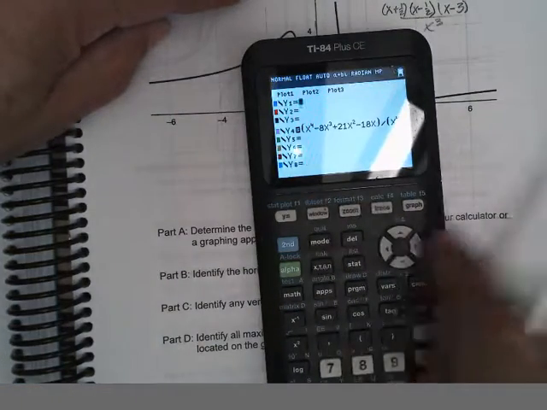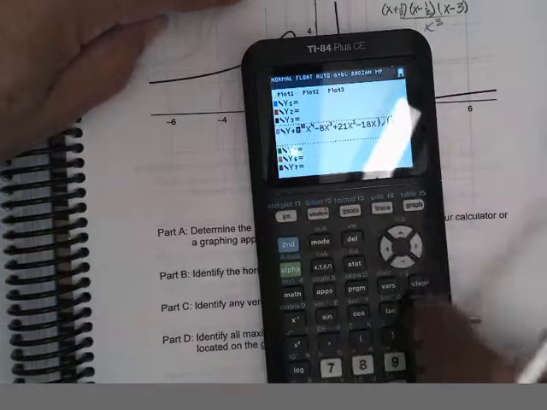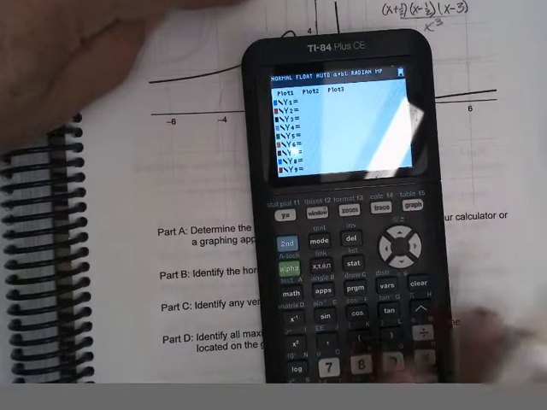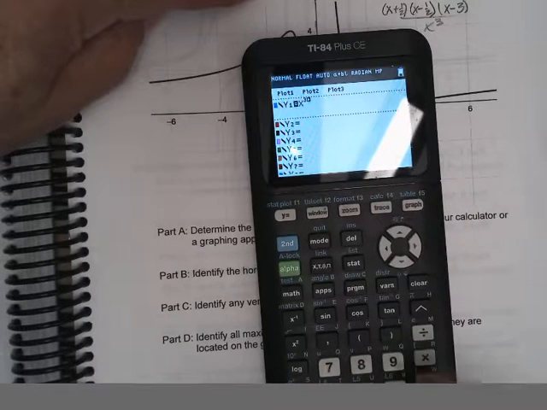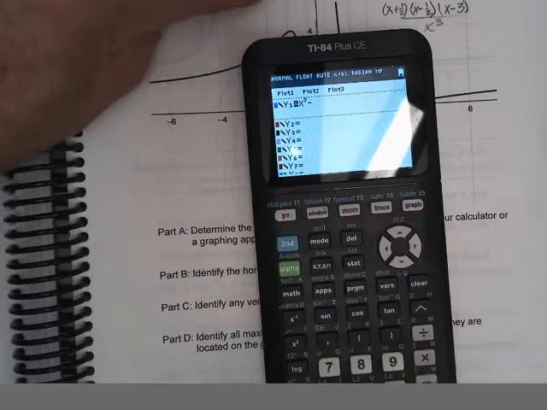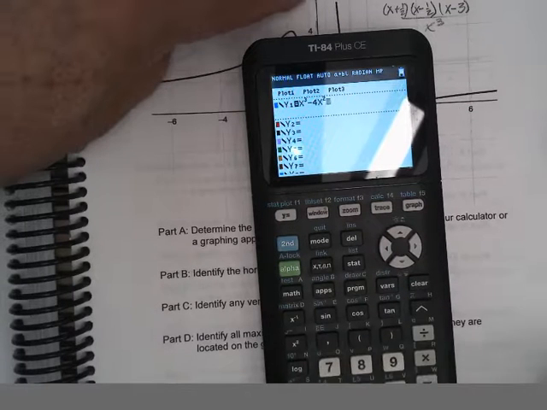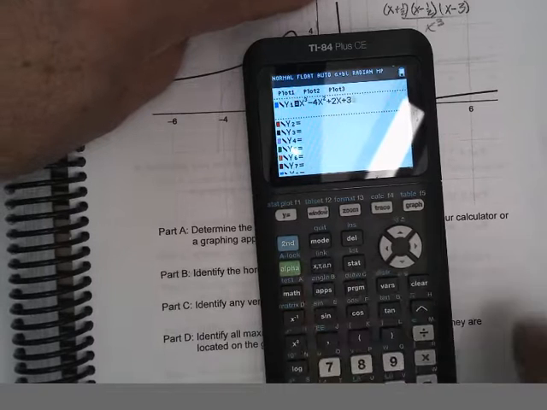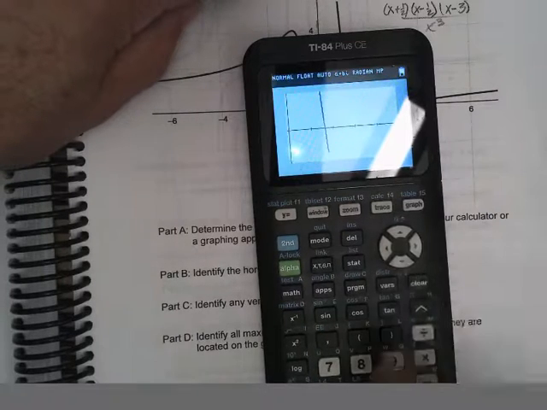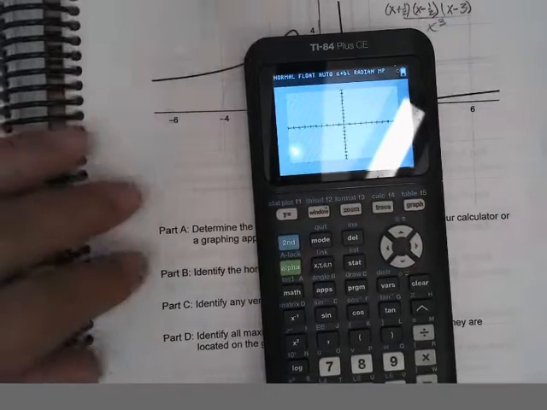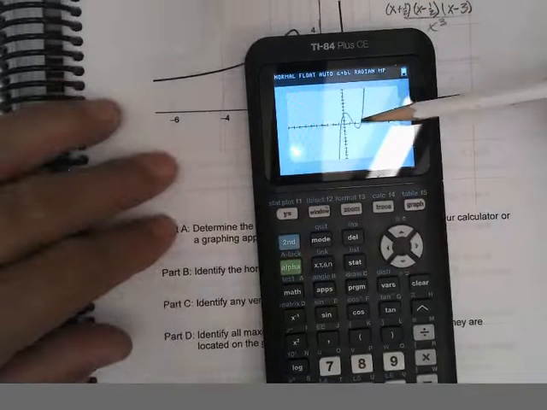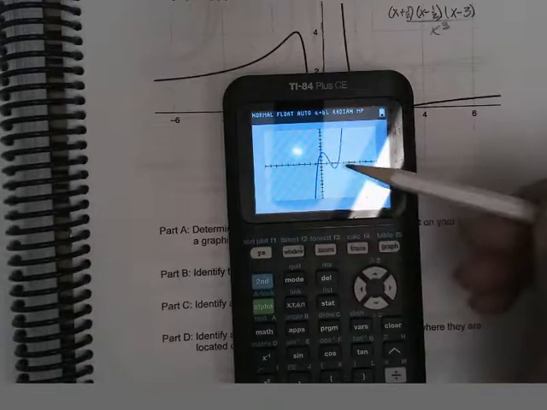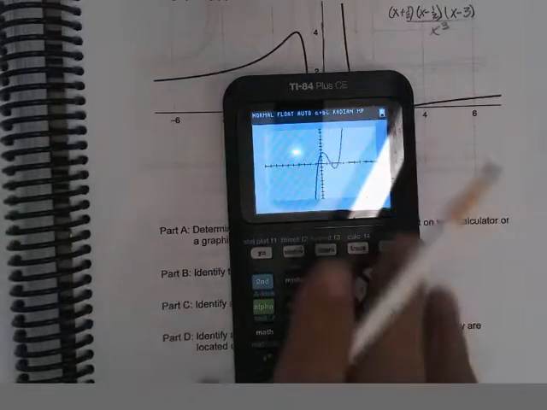So I'm going to go to my y equals and just type in the first part here, x to the third minus 4x squared plus 2x plus 3. Let's make it zoom 6. And so it goes through those places that we noticed. What are those 2 places? Well, one is plus 3.